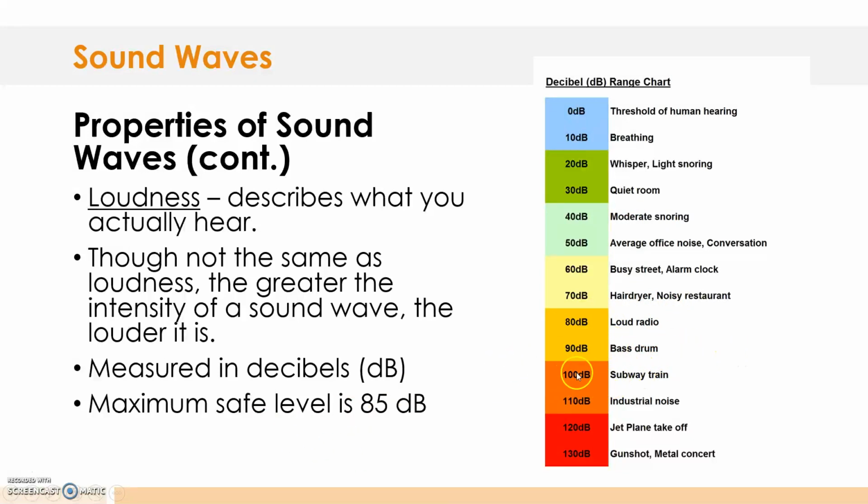So a subway is really loud, 100 decibels. A jet plane taking off is 120. We get up to gunshots at 130, and you know you're supposed to wear ear protection when you're shooting a gun. Or a metal concert is really loud. But average noise is about 50 decibels.